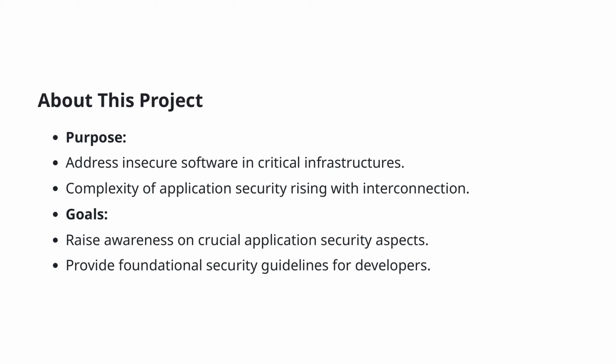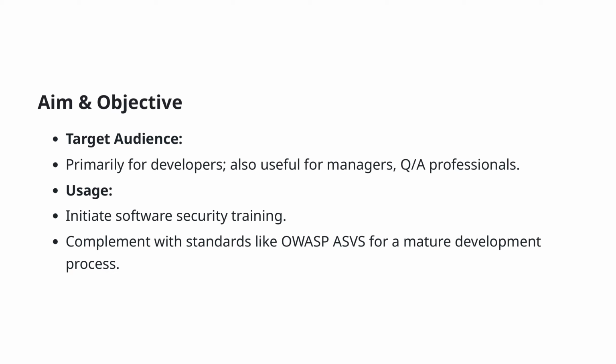This project aims to tackle the pressing issue of insecure software, especially within critical infrastructures. As our applications become increasingly interconnected, the complexity of ensuring robust application security has also grown. The primary goals are twofold. First, to heighten awareness about essential aspects of application security, and second, to equip developers with fundamental security guidelines. These efforts are designed to empower developers with the knowledge needed to build secure software, thus addressing the ever-evolving challenges in application security.